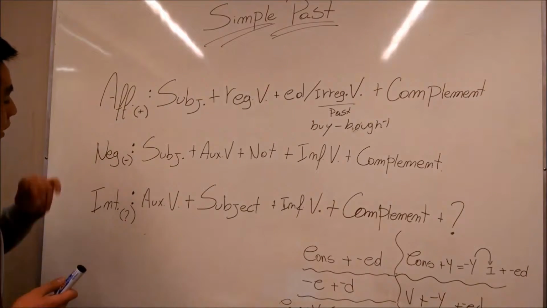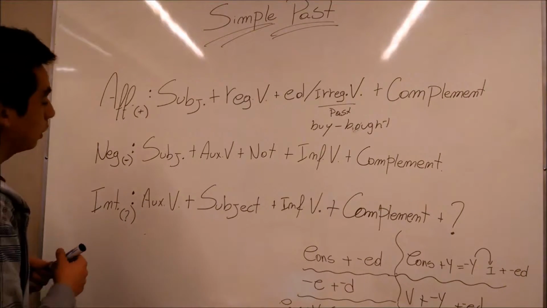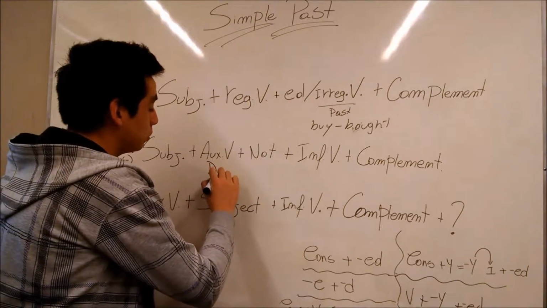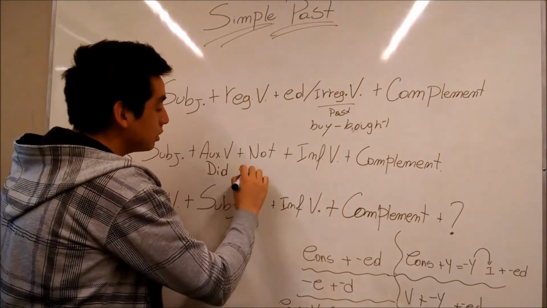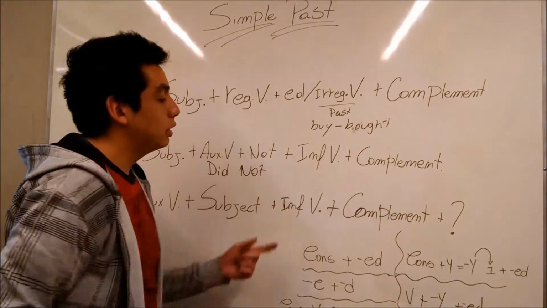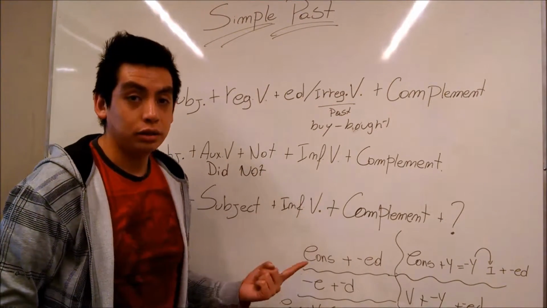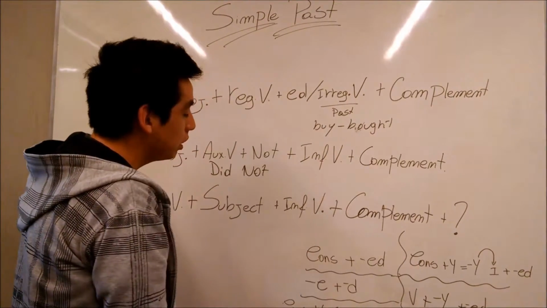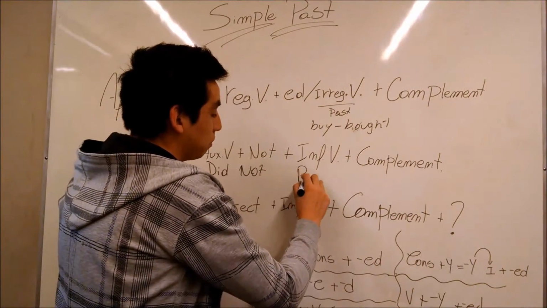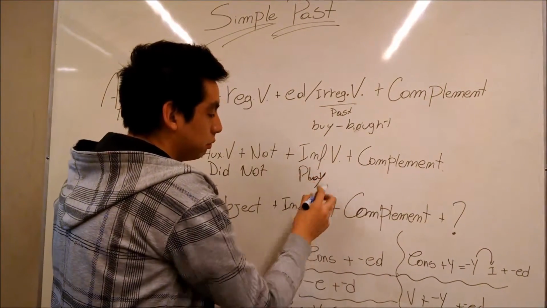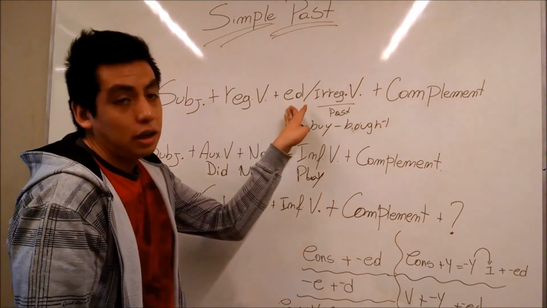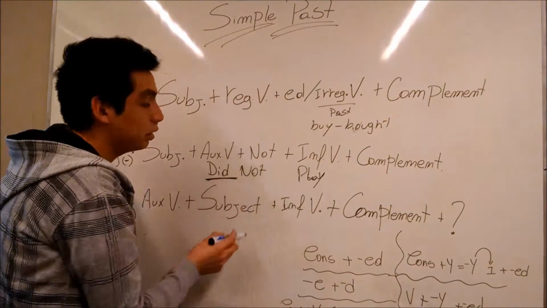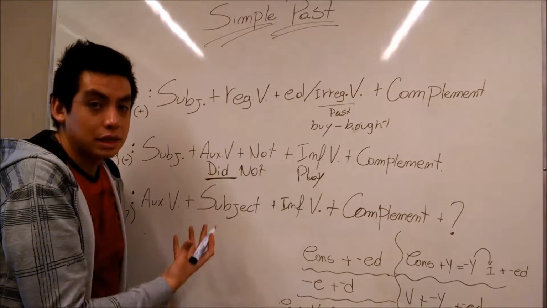Then we have the negative structure that goes with a subject, our auxiliary verb, that in this case is going to be did, plus not. Then our infinitive verb that goes in the first column of our verb list, and then our complement. For example, we're gonna use play. It's without ed at the end because we have our auxiliary verb to describe past time.